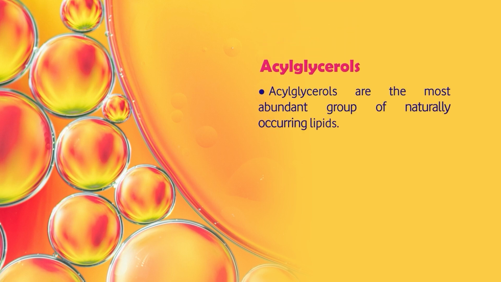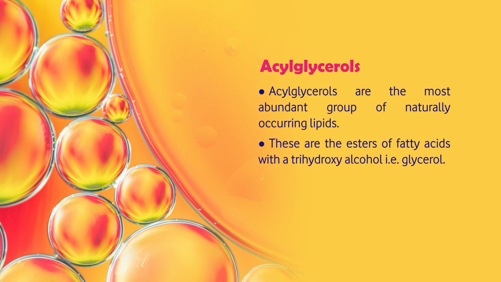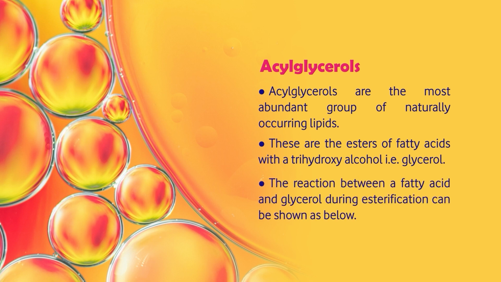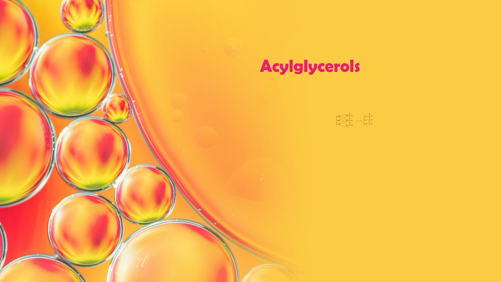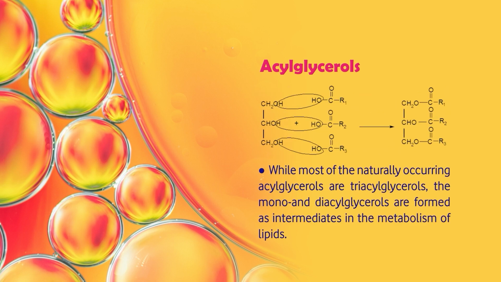Now let's talk about the acyl glycerols. Acyl glycerols are the more abundant group of naturally occurring lipids. These are the esters of fatty acids with the trihydroxyl alcohol, that is glycerol. The reaction between fatty acid and glycerol during esterification, as you can see in the diagram. While most of the naturally occurring acylglycerols are triacylglycerols, the mono and diacylglycerols are formed as intermediates in the metabolism of lipids.